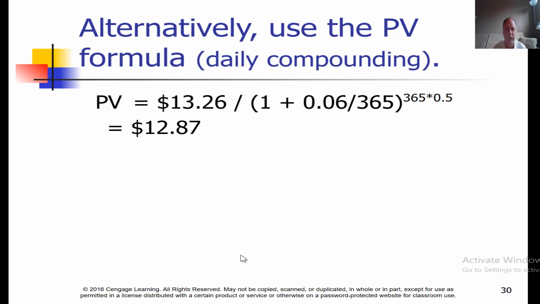Alternatively, we could just use the simple present value formula, which is probably easier than a financial calculator for something like this. We have present value equals the future value of 13.26 divided by 1 plus our daily interest rate of 0.06 divided by 365 to the 365 times 0.5 number of days, which gives us, again, $12.87.